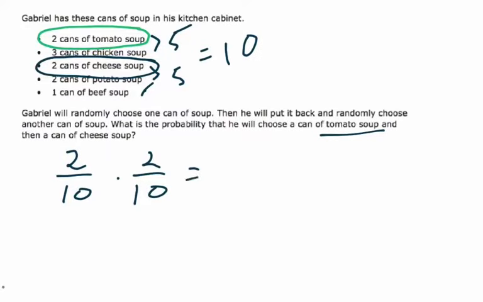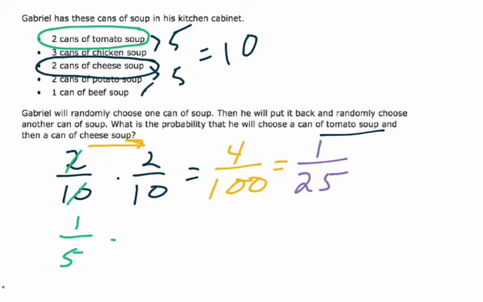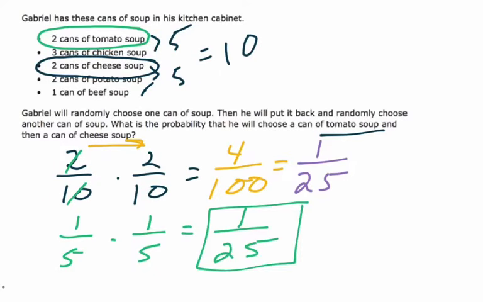Now, I can multiply and then simplify if we want. When you multiply across, 2 times 2 is 4. 10 times 10 is 100. When you simplify 4 over 100, which needs to be simplified, 4 goes into itself one time. 4 goes into 100 25 times, and there's a 1 out of 25 chance. I could also simplify these now. 2/10 is the same as 1/5, and it's the same as 1/5 on this other 2/10. When you multiply, 1 times 1 is 1, 5 times 5 is 25. So Gabriel's probability here of selecting a can of tomato soup, replacing it, and then getting a can of cheese soup is going to be 1 out of 25.